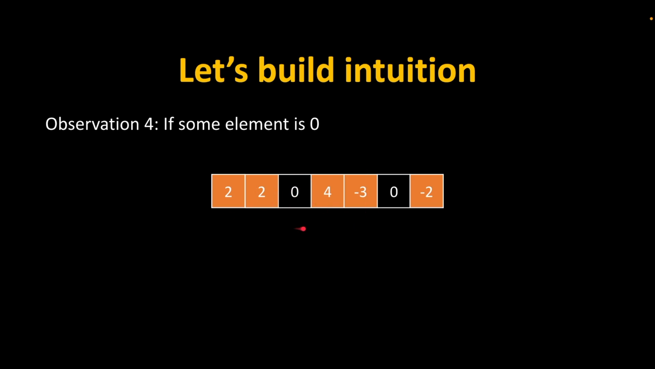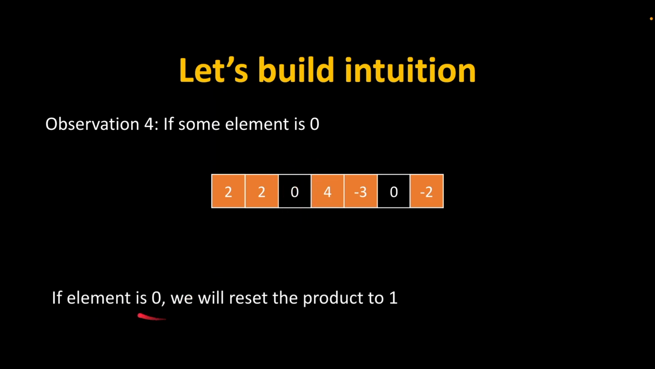What we saw in the last approach, where we just take the prefix and the suffix product, won't be applicable here because 0 will just nullify it. So we need to find some way to solve this. One way is, if we get element 0 in our product, we will reset the product to 1. So for example, we are doing it for this index and we are at 4 into 0, which is 0. After that we will just reset the product to 1 so that we can take this 4. Otherwise we won't be able to take it.